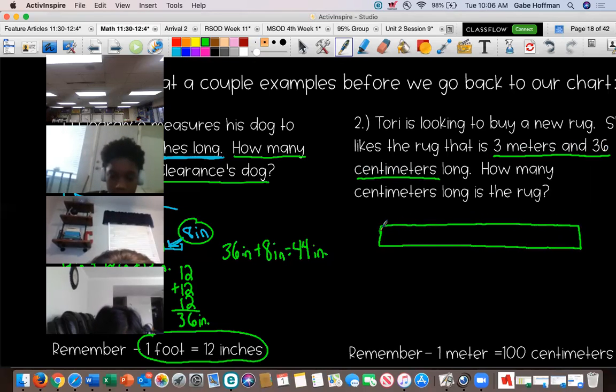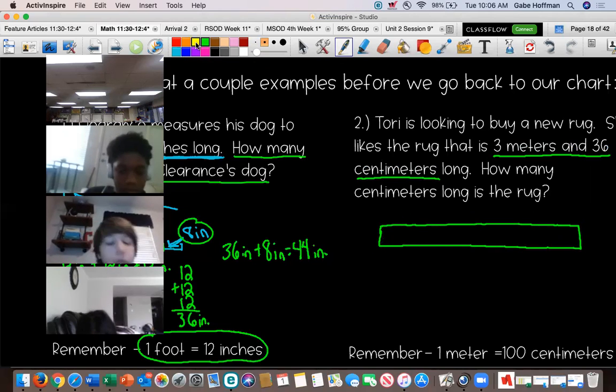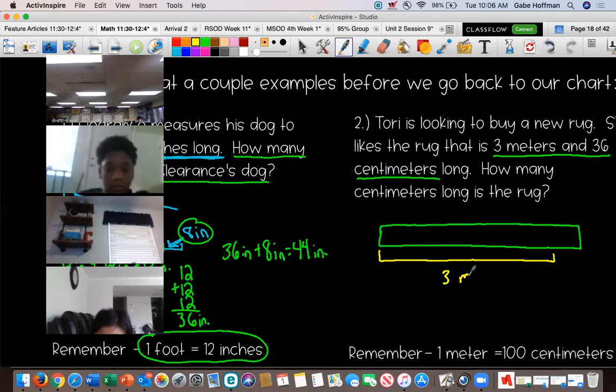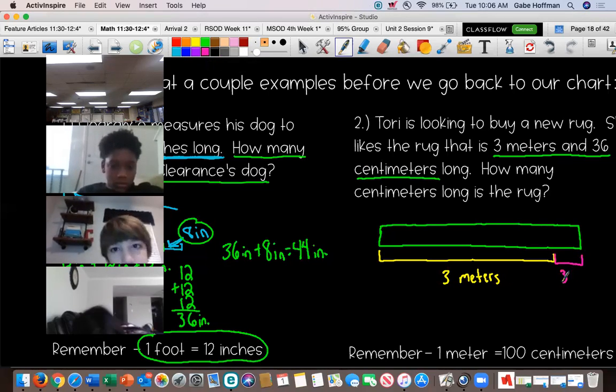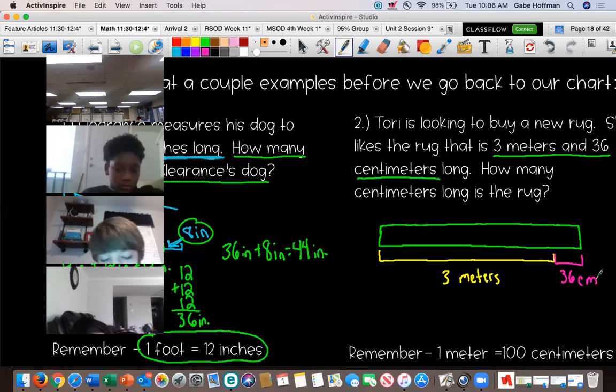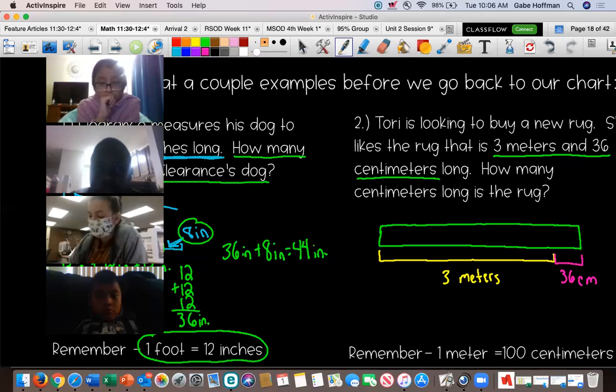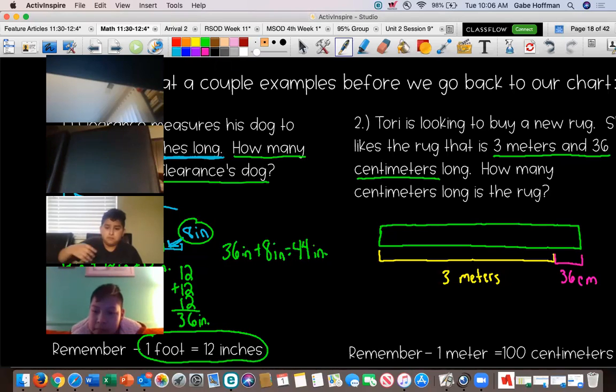Yeah, so there's the rug. Let's pretend that's laying on the ground. Down here are my 3 meters, right? So this whole length is 3 meters. And then this little end part is my 36 centimeters. All right, I have 3 meters. How many centimeters are in a meter? Alex J, how many centimeters are in 1 meter?